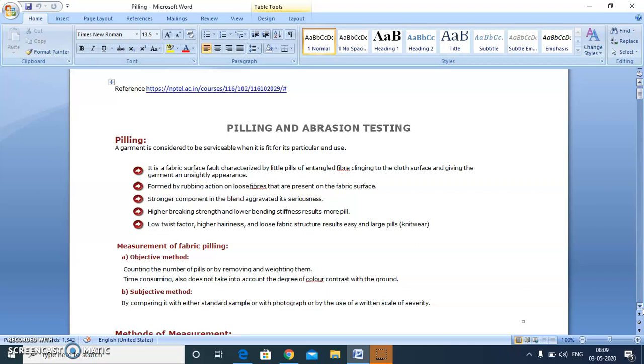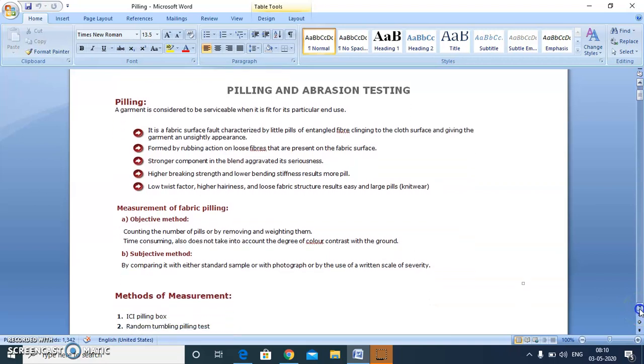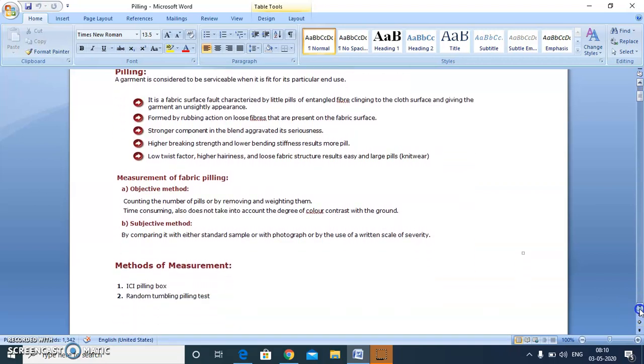After the advent of man-made fibers which are very strong, the problem of pilling has been aggravated a lot, and higher breaking strength and lower bending stiffness results in more pill. Low twist factor, higher hairiness, looser fabric structure results in easy and large pills. That is why in case of knitwear this problem is more. Now how do we measure it?